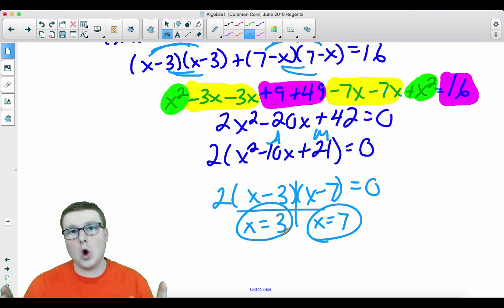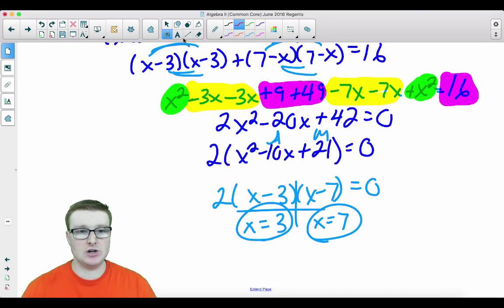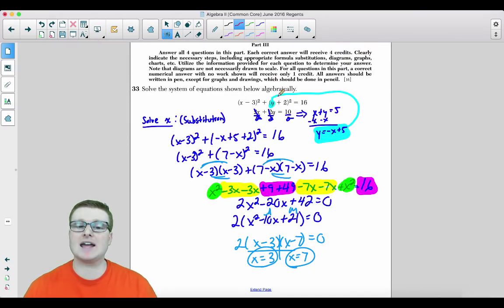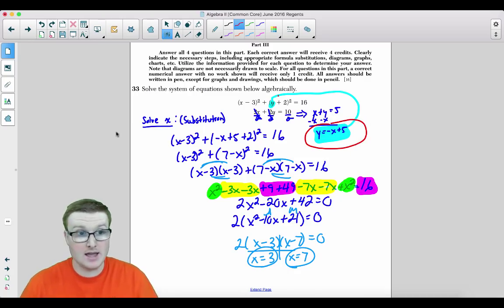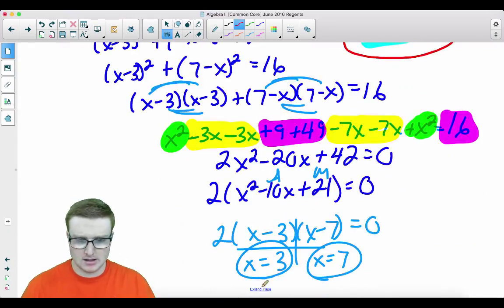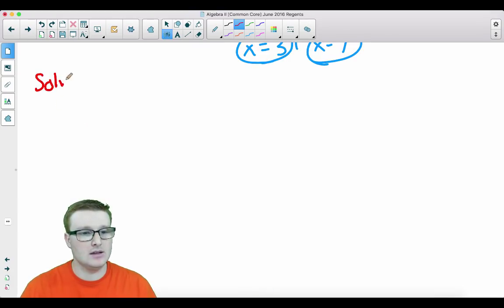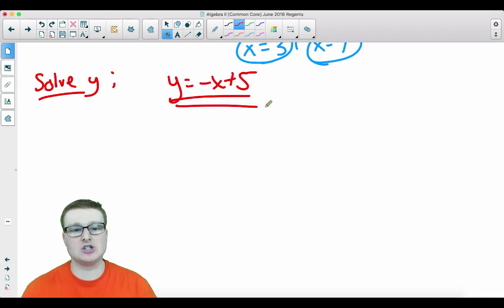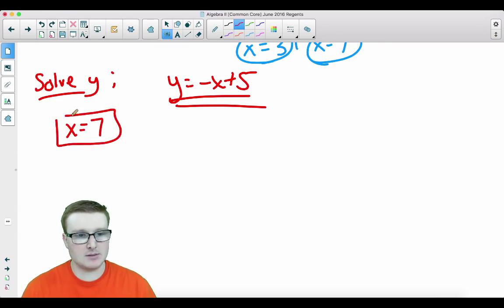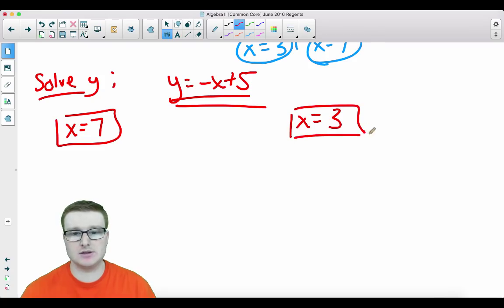Okay, that is one step to this question. By the way, all of that would only give you 2 points out of the 4. So now what we need to do is we are going to take our answers and plug them back into this equation up here, y equals negative x plus 5, to solve for the values of y. Okay, so let's go and do that now, shall we? So I'm going to solve for y. I'm going to take my y equals negative x plus 5 equation, just because it's so much easier to use, right? So I'm going to solve for when x is equal to 7. Then I'm going to solve for when x is equal to 3.